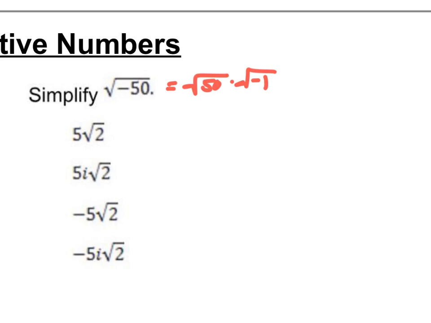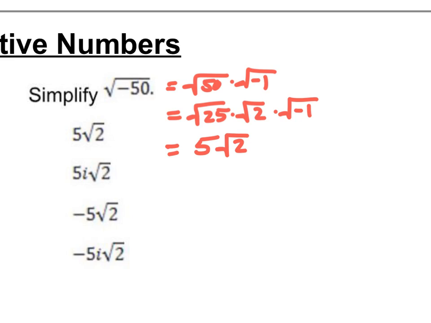However, what we can do is split this up and say that this is the square root of 25 times the square root of 2. We split up 50 and find a perfect square that fits into 50, and then multiply that by the square root of -1. Now, I can evaluate the square root of 25, and that's just going to give me 5. The square root of 2 I can't evaluate, so we just leave it as the square root of 2. And then the square root of -1 is just going to give us i. So I've got 5 square root of 2 times i.